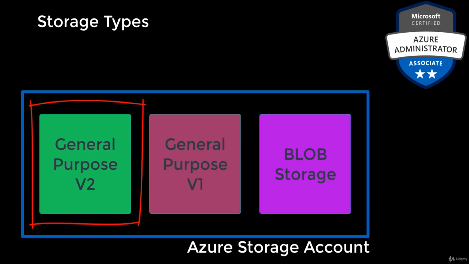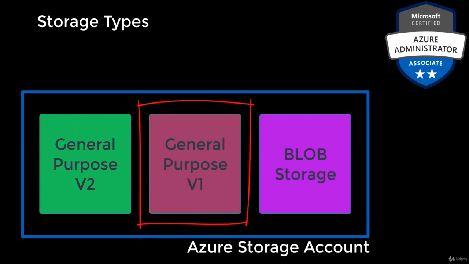So what are general purpose V1 accounts all about? General purpose V1 accounts provide access to all the Azure services but may not have the latest features or the lowest per GB pricing. Legacy account types for blobs, files, queues, and tables is what general purpose V1 accounts are about. So you use general purpose V2 accounts instead when possible. General purpose V1 was the older method of provisioning a storage account.